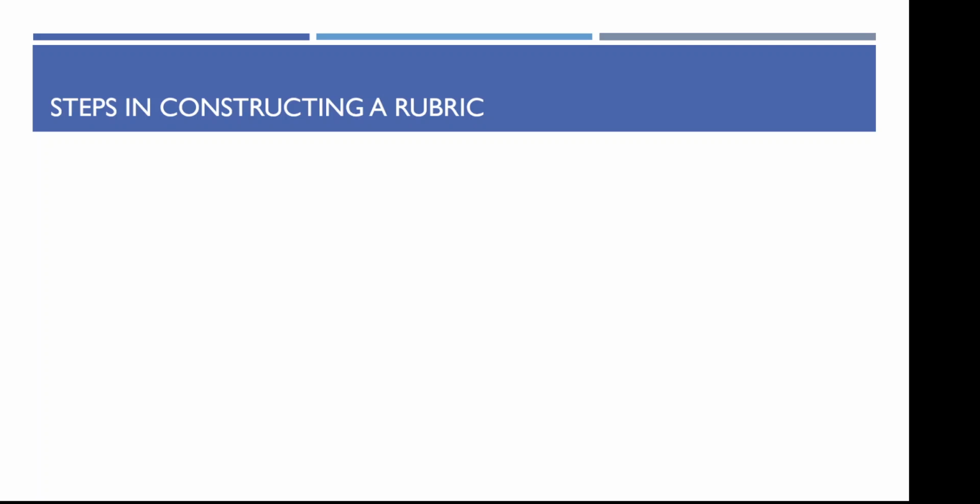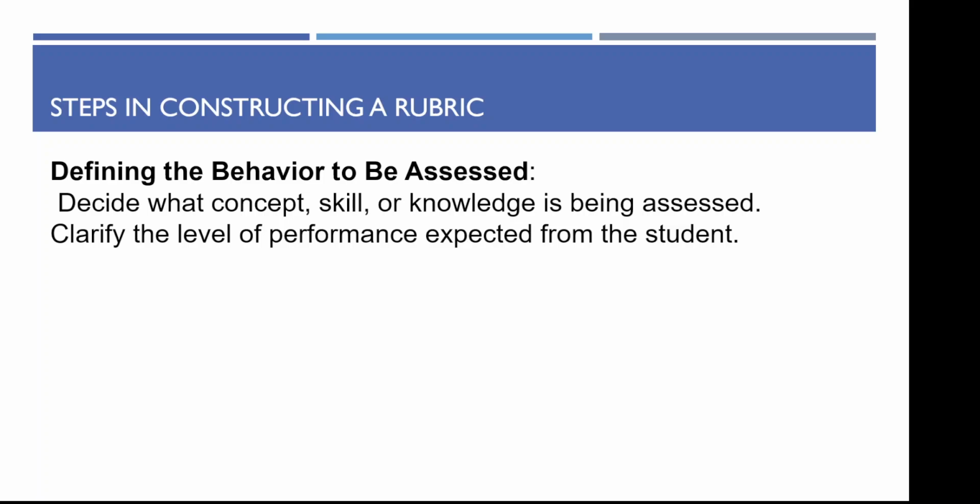Steps in constructing a rubric. Defining the behavior to be assessed. First, we need to decide what concept, skills, or knowledge is being assessed. We need to clarify the level of performance expected from the student.